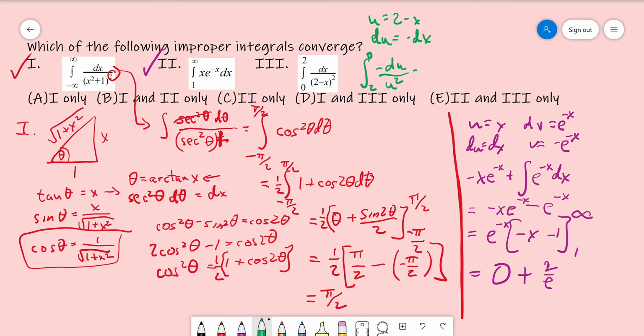Okay, so if we integrate this, I think it's going to be negative 1 over u. So that's just going to be a positive 1 over u. Right, because u to the negative 2 is going to be u to the negative 1 divided by negative 1. And that's going to cancel with that negative. So we get 1 over u from 2 to 0, which is like 1 over 0 minus 1 over 2. And that definitely diverges because of this 1 over 0. So this is not going to converge. So our answer is 1 and 2 only, which is B.